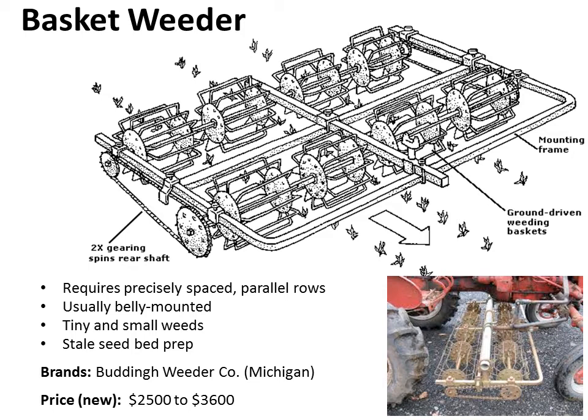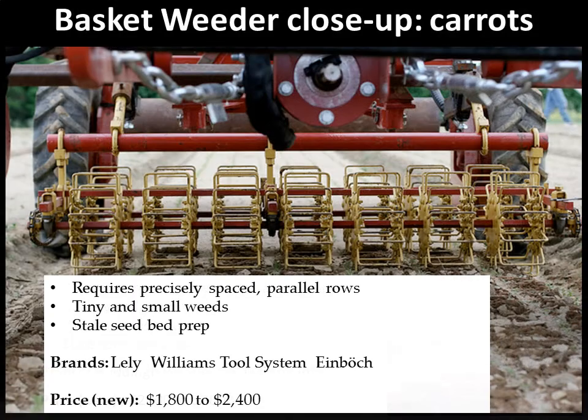Basket weeders are usually belly driver-mounted implements for precisely spaced rows. They control weeds up to the first true leaf stage the best. They eliminate weeds between the row entirely except for a small strip on either side of the row, which can be managed with hand tools or another precision cultivating device. Here's another close-up of the basket weeder cultivating close to carrot rows. They can also be used for stale seedbed preparation.